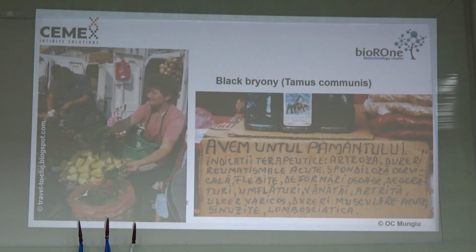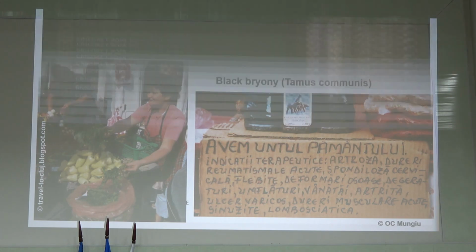But if everything else fails, and I'm reaching the end of my presentation, this is a proprietary photo taken by my late professor. This is the black bryony. So if you go to the market and we fail to develop anything, we can always resort to the local traditional market where they have this root. Apologies to non-Romanian speakers, I'll give you a small translation. Basically, this root can treat arthrosis, rheumatismal pain, spondylosis, bruises, arthritis. Basically, it can cure everything. You just need to be patient and read between the lines.